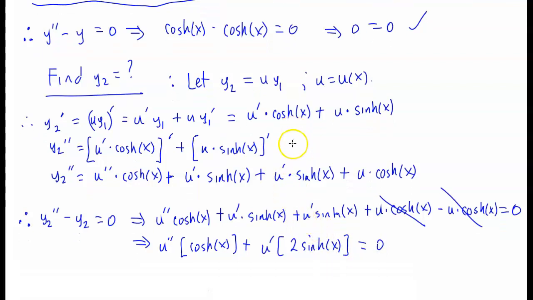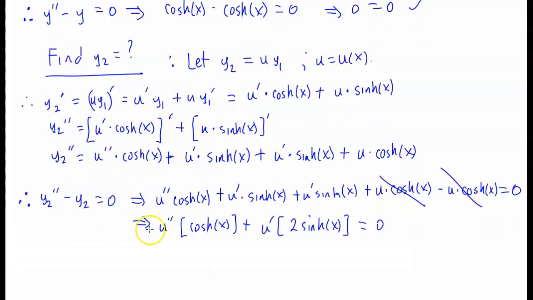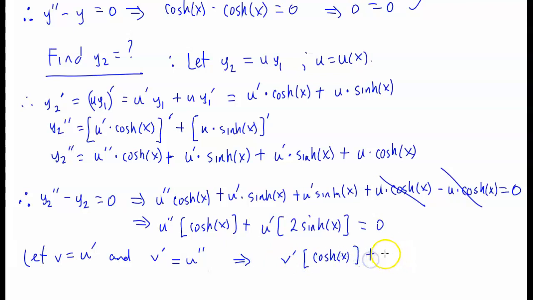All right, so at this point, notice that this is going to be an equation that can be separable here, but we're going to have to do a substitution to make it look like that. So we're going to say let v equal u prime, and that means that here v prime is going to be u double prime. Okay, and that in turn means that we have v prime times cosh x plus v times 2 sinh x equals 0.